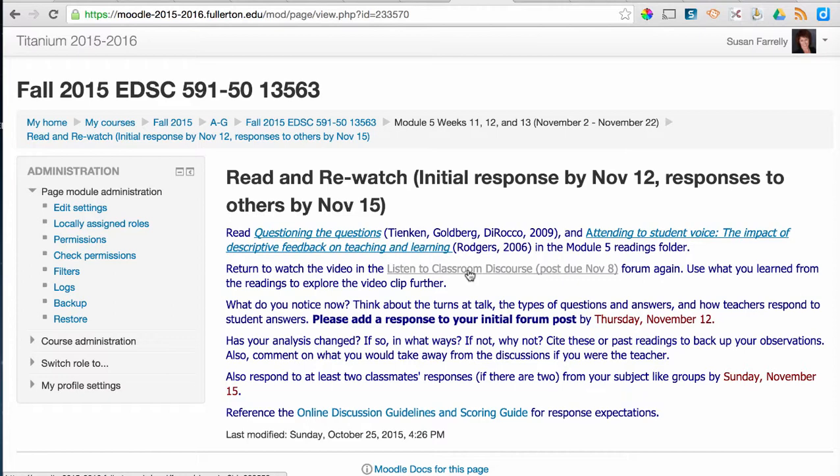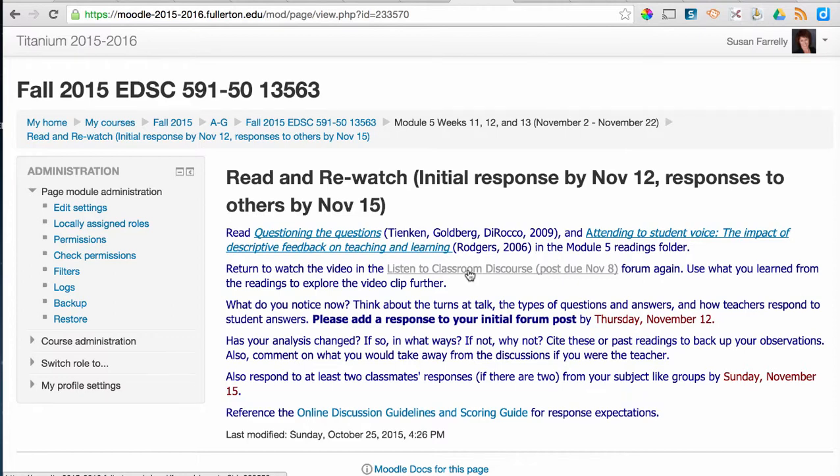Your initial post should be to your own posting. So we want you to read these articles and then respond to your original post, and this time cite these articles. If your analysis has changed, in what ways, why or why not. And you can cite these readings and or past readings in the course. You also might answer, what would you take away if you were the teacher from this discussion?